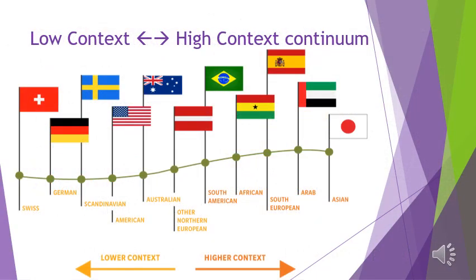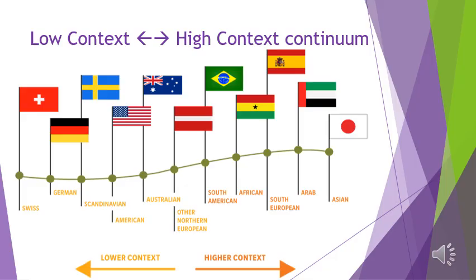So here is a graph I pulled off the web. I should have cited the source. I did this so long ago that I don't know where I found this now. Anyway, here's a graph that someone put together as far as where they believe the different countries fall on the continuum between high context and low context communication. Okay, so take a look there.